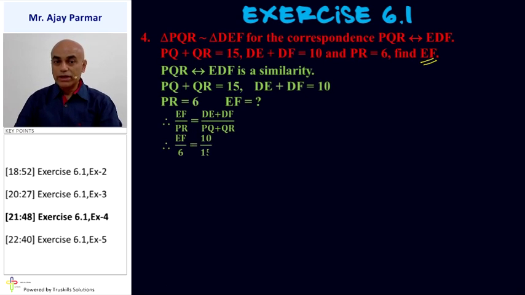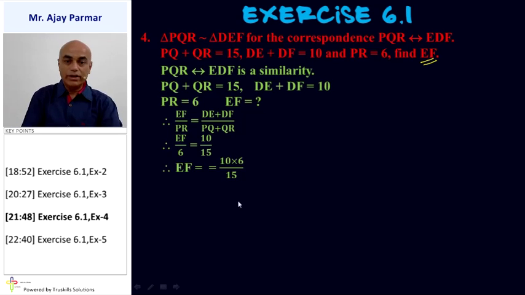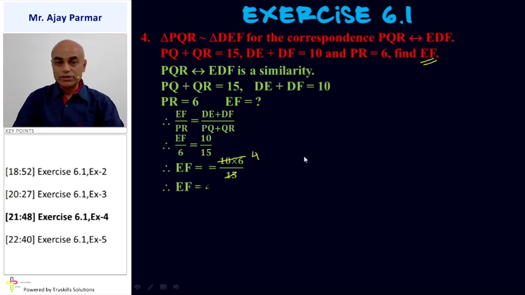Substituting the values, EF upon 6 is equal to 10 upon 15. That means EF will be 10 into 6 upon 15, and we know that 10 6s are 60, 15 4s are 60, that means EF is going to be 4.